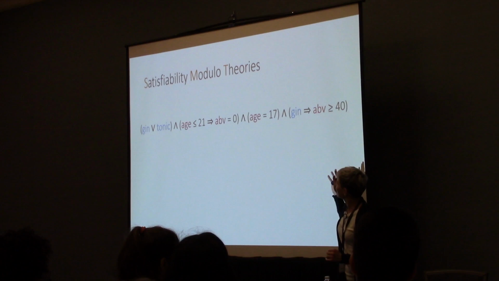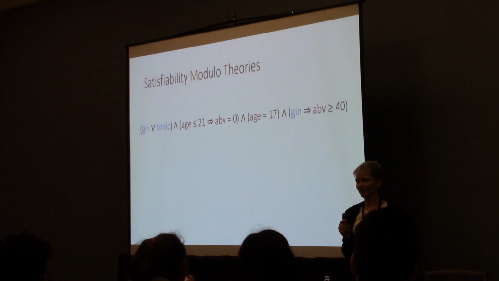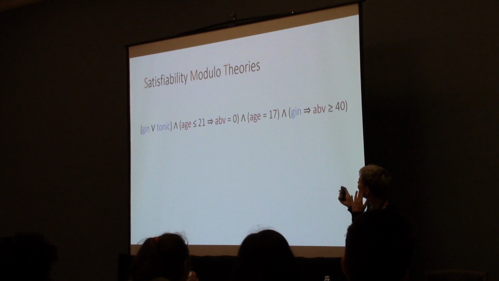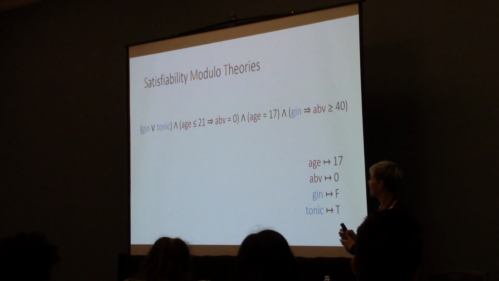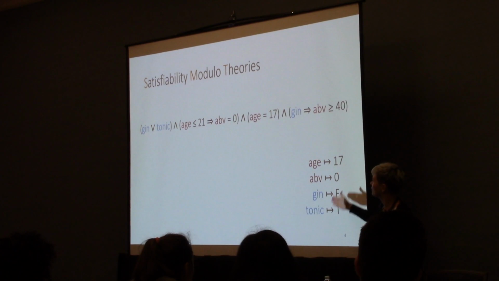And I also relate the Boolean variables to the integer of the same. If it's gin, then alcohol by volume has to be greater than or equal to 40, because apparently that's the definition of gin in the US. Then I can give this formula to an SAT solver, and it will again find a satisfying assignment, meaning values for all the variables that make this formula true. So it will say, well, age has to be 17, that's what we said there, hence alcohol by volume has to be zero from the second clause, hence gin has to be false, and time is true.